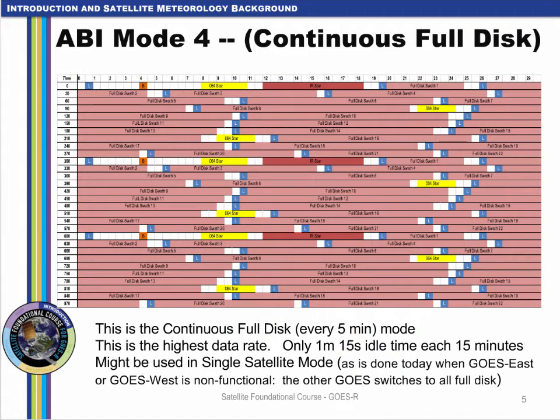This is a time chart of the continuous full disk mode that is the highest data rate for GOES-R's ABI and results in a full disk every 5 minutes. This might be used if multiple high-impact weather and volcanic events are happening, say a volcano in Chile, strong hurricanes over the Atlantic and Pacific basins, and high-impact severe weather over the central U.S.